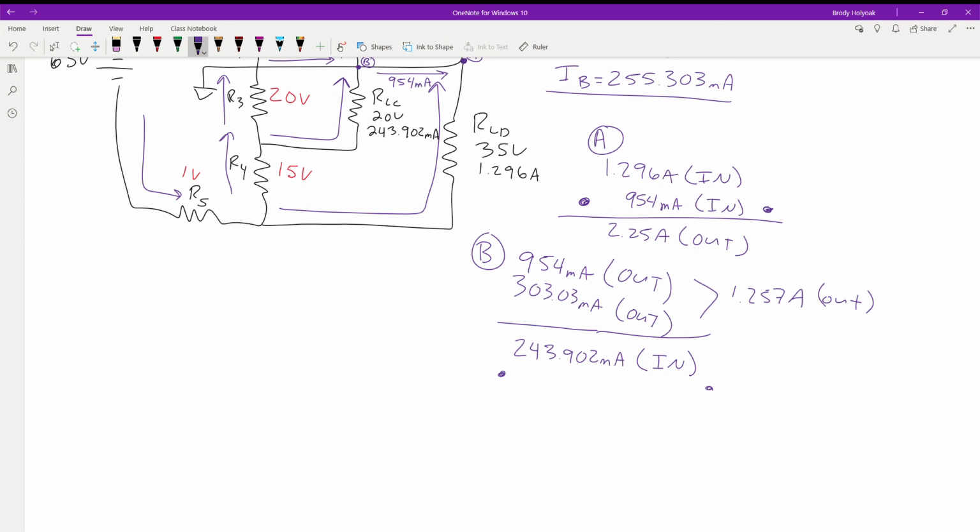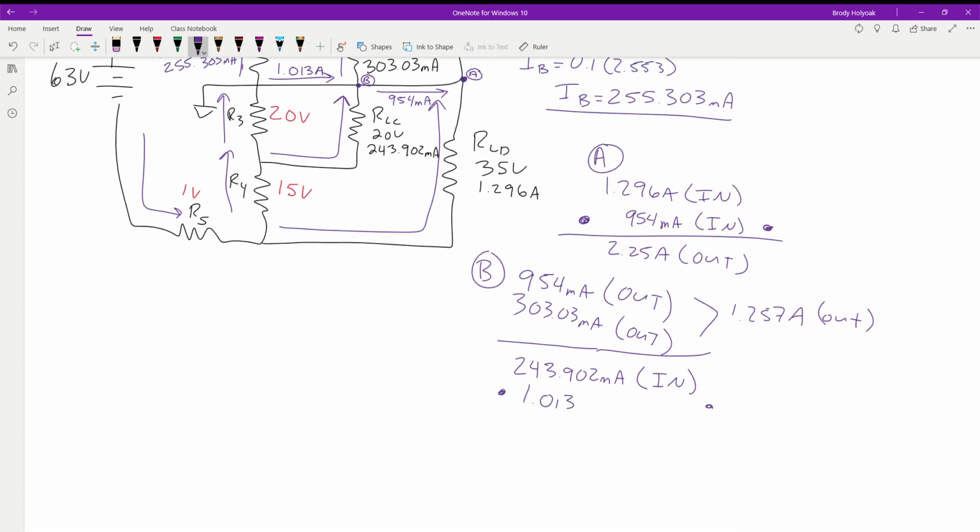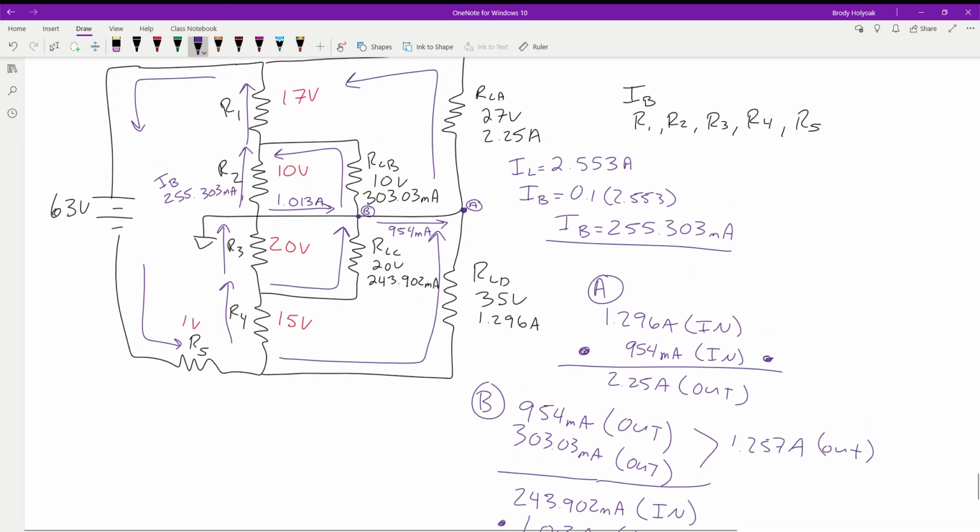So to get these guys to be equal, how much current we have going out versus how much current we have going in, this is where we have the additional 1.013 amps coming in. Does that make sense? Where you lost? Okay, so do you get where we're going from? Like what we're looking at? Okay. So what part on this one are we lost at?